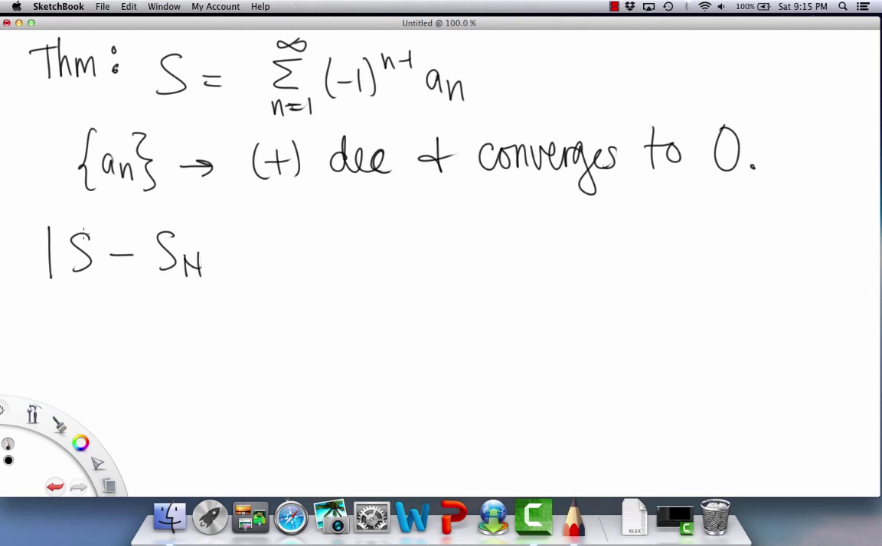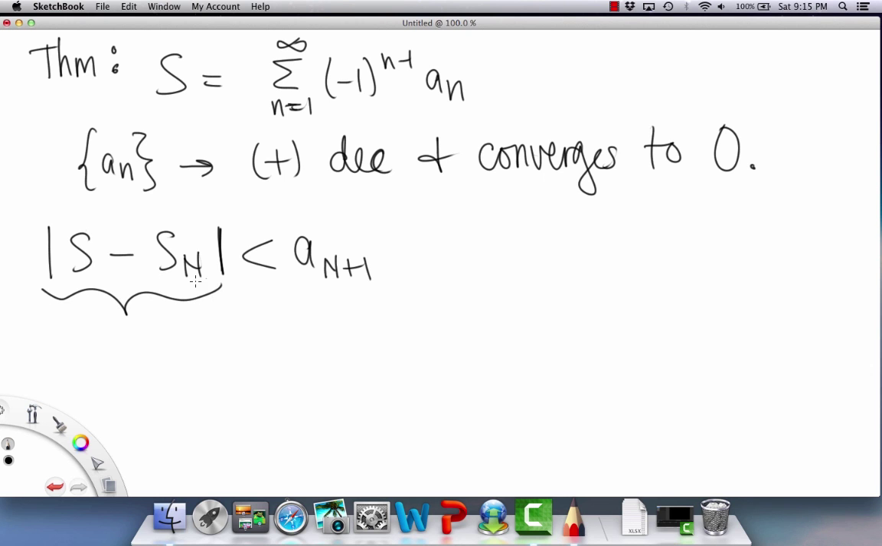So S, the infinite sum, minus any given partial sum, is less than a sub N plus 1. And that's a capital N. Hold on, let me go back here. This is a capital N, just so it matches with this one over here. So basically, this says that the infinite sum minus partial sum.